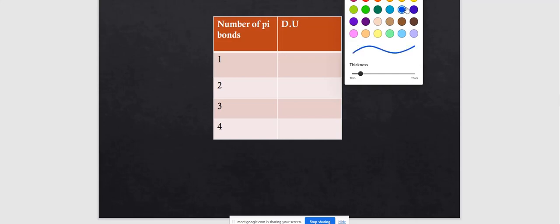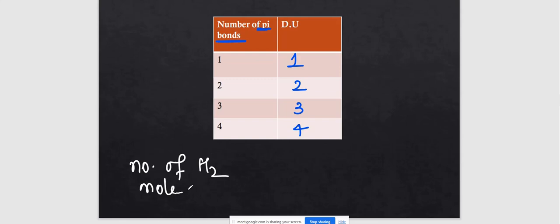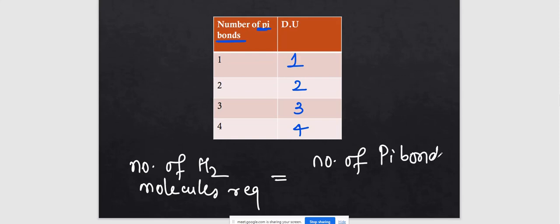given data, given molecule. If the number of pi bonds is 1, degree of unsaturation is 1. Number of pi bonds 2, degree of unsaturation 2. Pi bonds 3, degree of unsaturation 3. Number of pi bonds 4, degree of unsaturation is 4. Why is it so? Because the number of H2 molecules required will be equal to the number of extra bonds present, that is the number of pi bonds present.